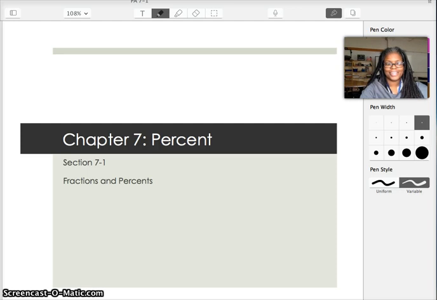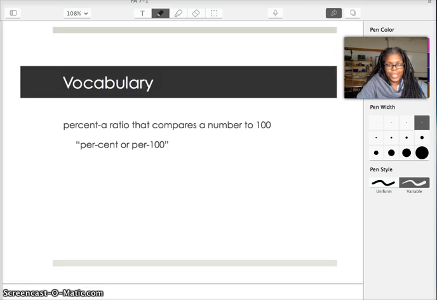So let's get started. Our vocabulary today points to some information that I think you guys probably remember. We know that percent is a ratio that compares a number to 100. And the word percent we can think of as per 100. And we know cent is a prefix for things that deal with 100, like century or centipede or cents, like in money. So that should be familiar to you guys. Let's take a look at a couple examples.